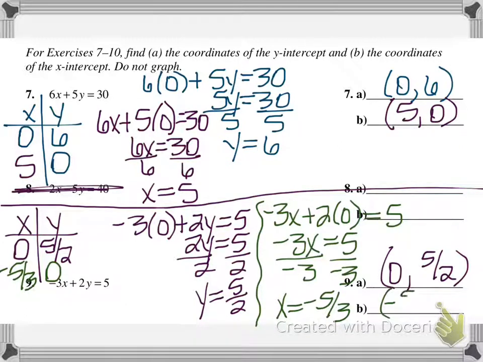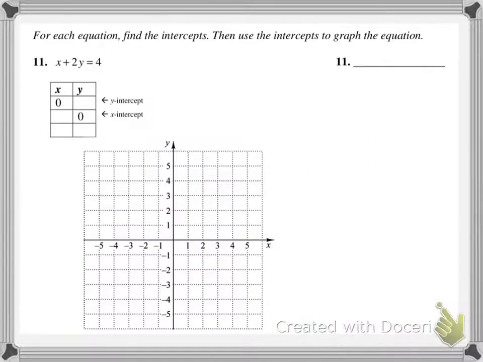So negative 5/3, 0 would be my x-intercept. Now we're going to put all the pieces together. We're going to find intercepts, and then we're going to turn around and graph our equation.